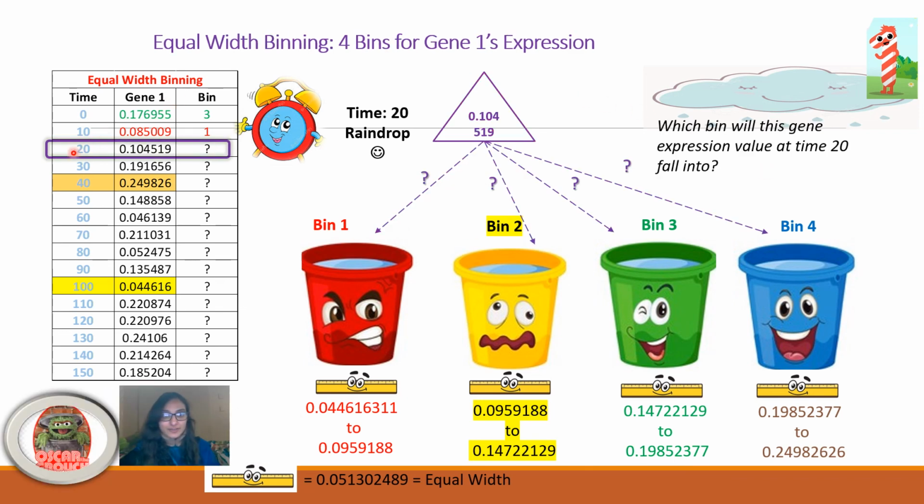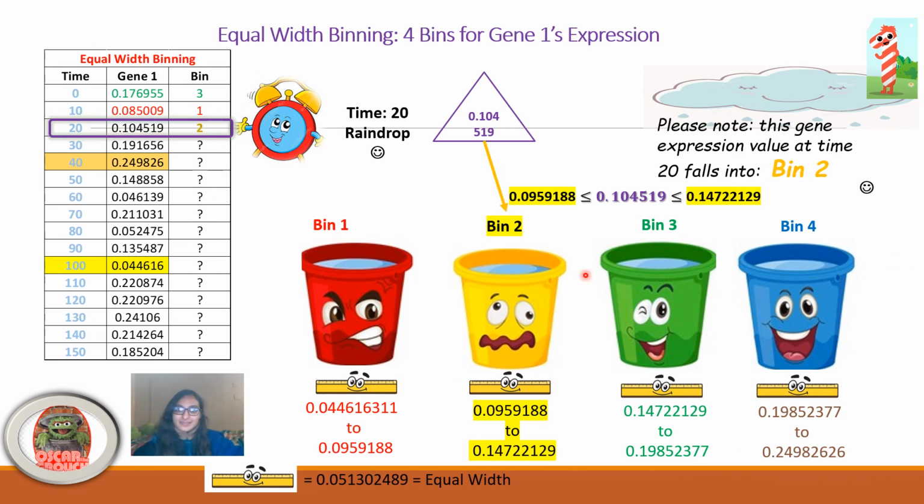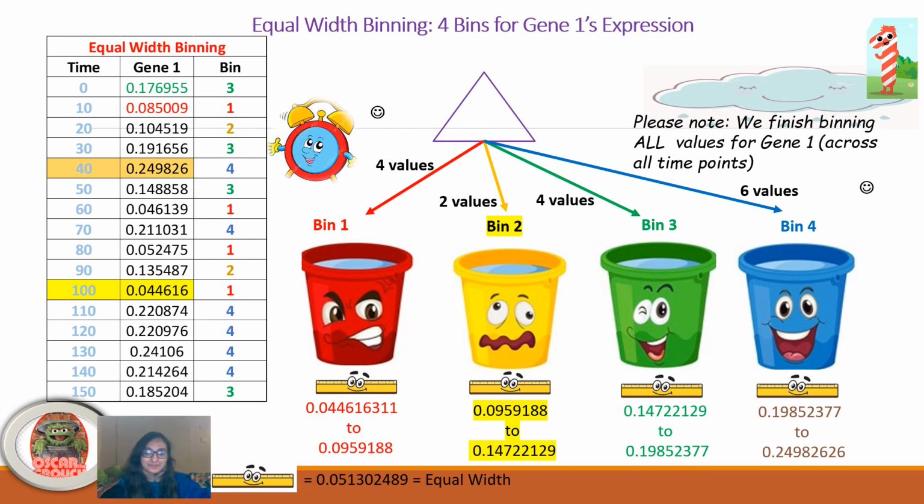Then again, we're going to look here at time 20. We're going to see, okay, where does this value fall? I think it's probably going to be bin 2, because this value is in between these two values. So indeed, it's bin 2, so we're going to assign it to bin 2. That raindrop falls in bucket 2, and that's why we assign it to bin 2.